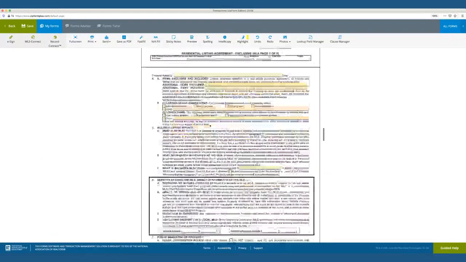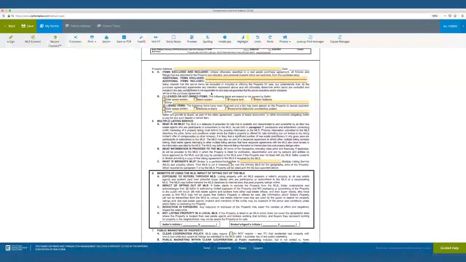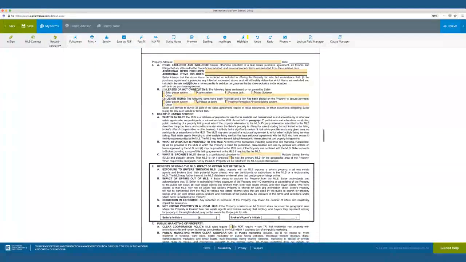So the second page is items excluded and included. You would write that down. Leased items, very important to know if there are leased items on a property, because that could be a deal breaker. And especially if those leased items are liens, you also need to know that too.